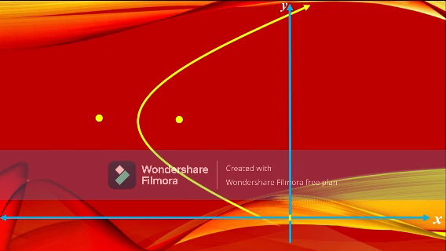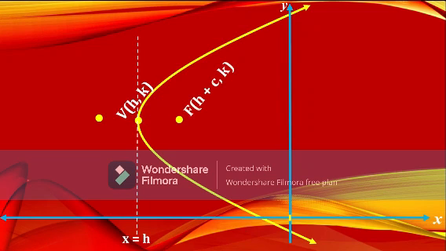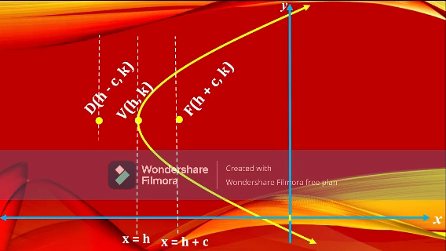Okay. Now let us proceed to the parabola that opens to the right and to the left. So this is our vertex (h, k), along x minus h. That is our focus, (h plus c, k), along the line x is equal to h plus c. Then, the line of the directrix is from point (h minus c, k), you have x is equal to h minus c.